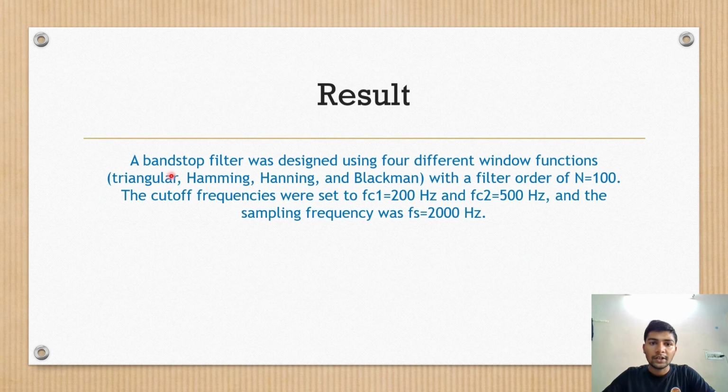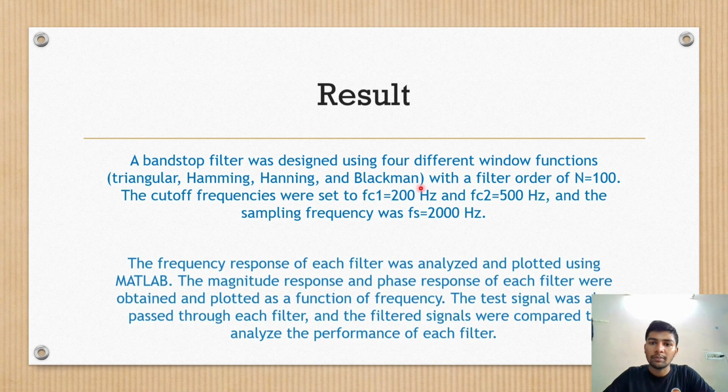This is our result. A band stop filter was designed using 4 different window functions: triangular, Hamming, Hanning and Blackman, with filter order n equal to 100, cutoff frequencies set to 200 Hz and 500 Hz, and sampling frequency 2000 Hz. The frequency response of each filter was analyzed and plotted using MATLAB. The magnitude response and phase response of each filter were obtained and plotted as a function of frequency.